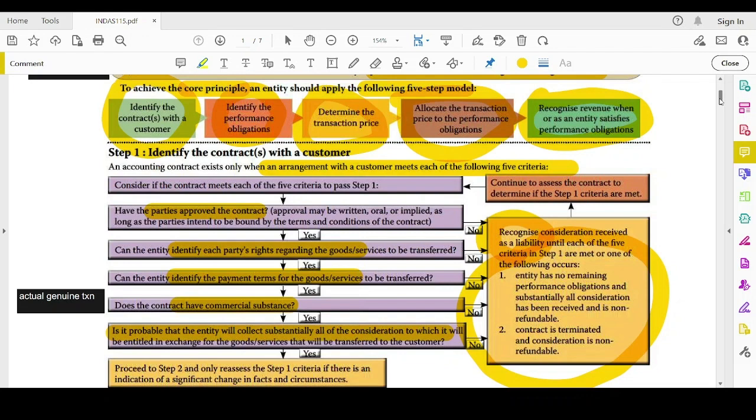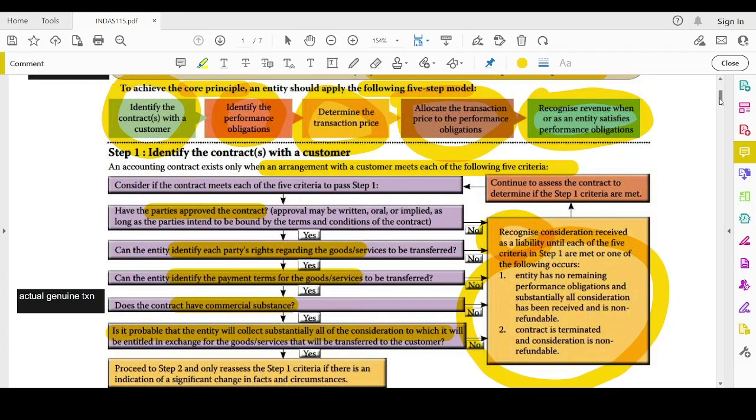And then the last condition is, is it probable the entity will collect substantially all of the consideration to which it is entitled in exchange for those goods or services that will be transferred to the customer? This means that whenever I provide any service, I am eligible to receive that part of consideration which I am entitled to. Am I right or not? Yes. This standard tells that if it is highly probable that you will receive the entire consideration, then go on recognizing the entire consideration as revenue, or else I assess the probability and recognize only to the extent of that amount.